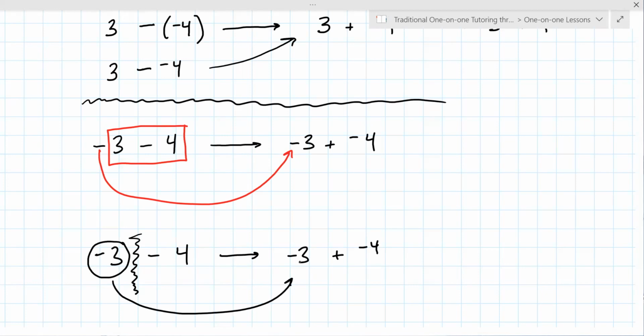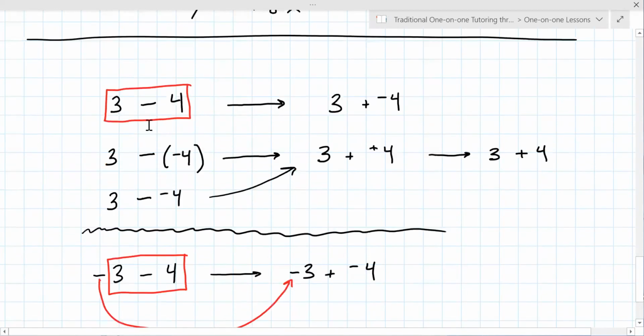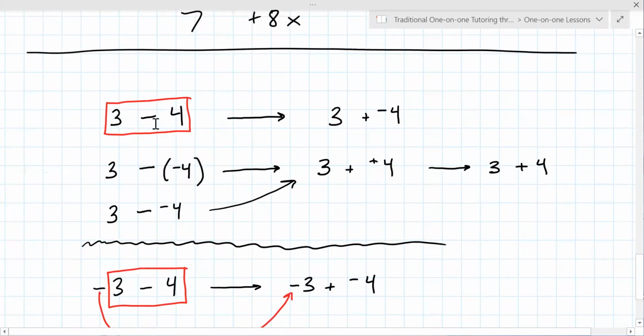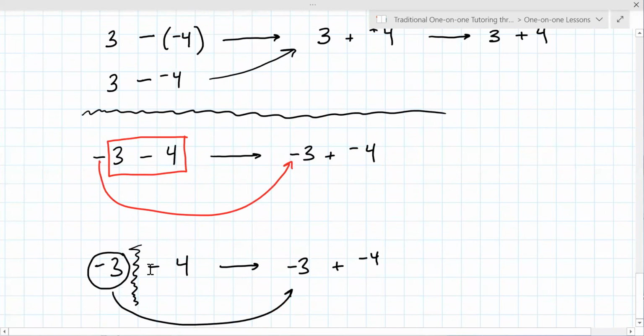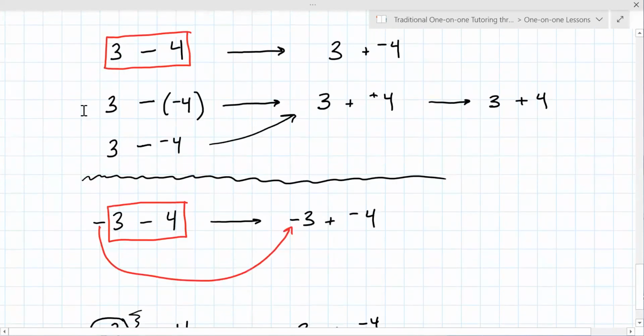On the top, was it still -4 or was it just a +4? It was a -4. Okay. So how come the one on top is a -4, but the one on the bottom is a +4? Is it because it's in parentheses? It's not. These are the only thing I changed.